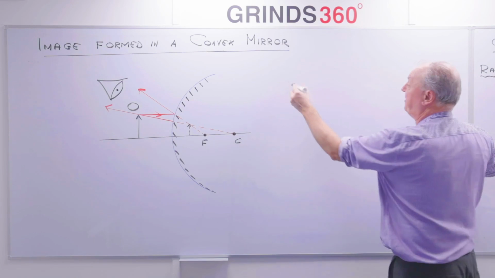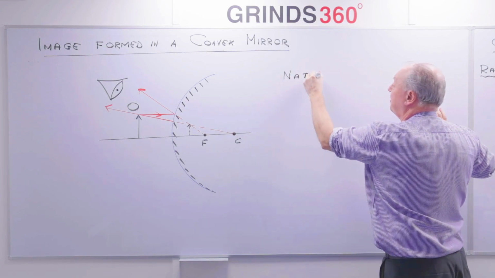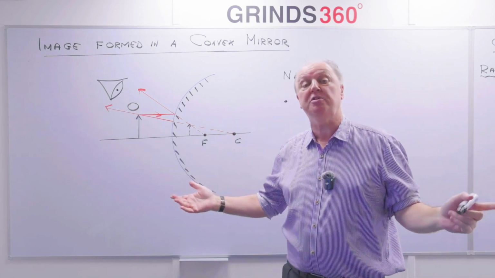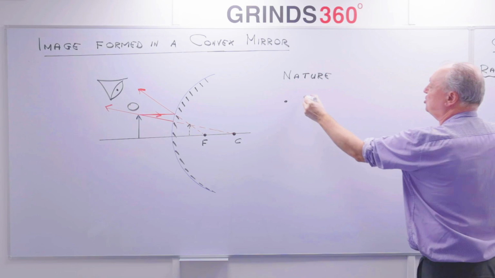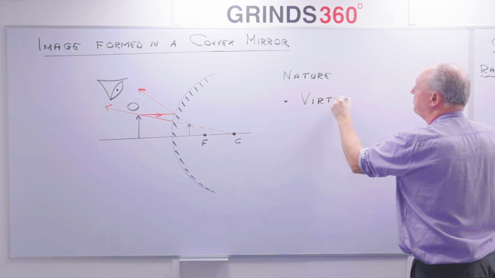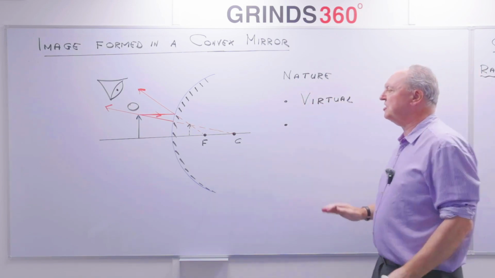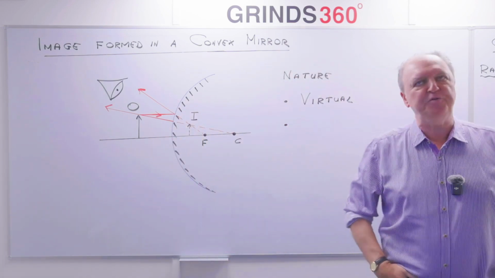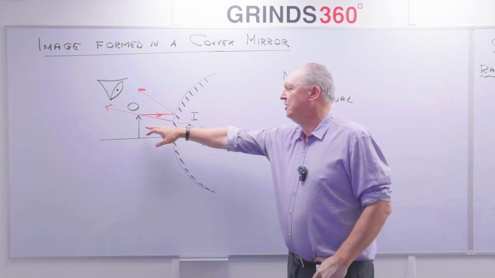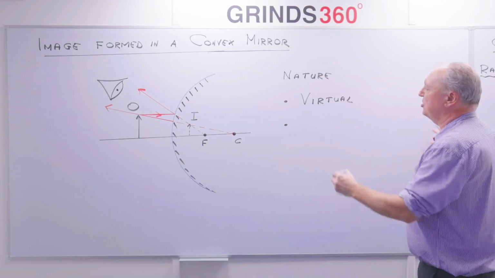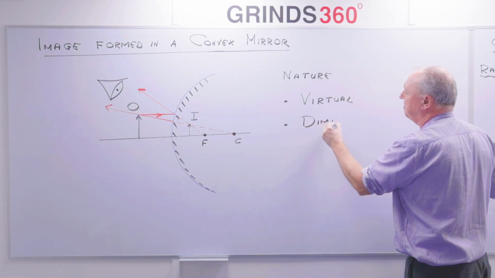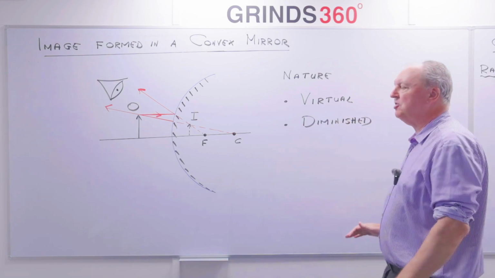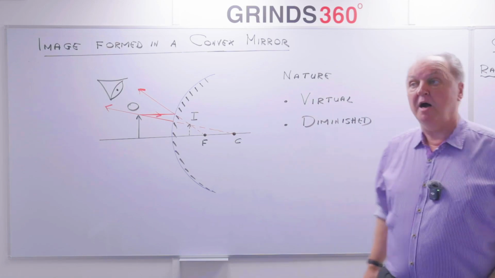Once again, we talk about the nature of the image. These are the properties of the image. And what's the first one? Well, the rays of light only appear to meet. You know what that's called? That's called a virtual image. Next, look at the size of the image. I'll call the image I, of course. Look at the size of the image compared to the original. There's the original there. You can see the image is much smaller. So much smaller means it's going to be diminished. All images in convex mirrors are diminished.